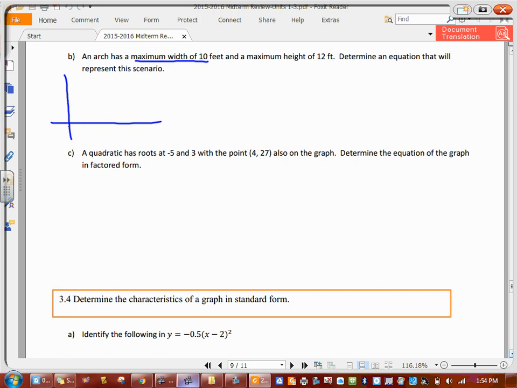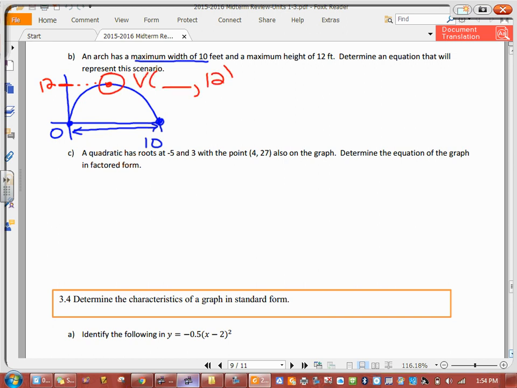And then it says a maximum height of 12. Well, we know our max height over here is at 12. So our maximum point, our vertex, is something 12. Because we know our max. Well, we know one x-intercept 0, the other x-intercept's 10. We also know our axis of symmetry. If we know two x-intercepts, it's just halfway between. What's halfway between 0 and 10? 5. Good. So we know our axis of symmetry is 5.